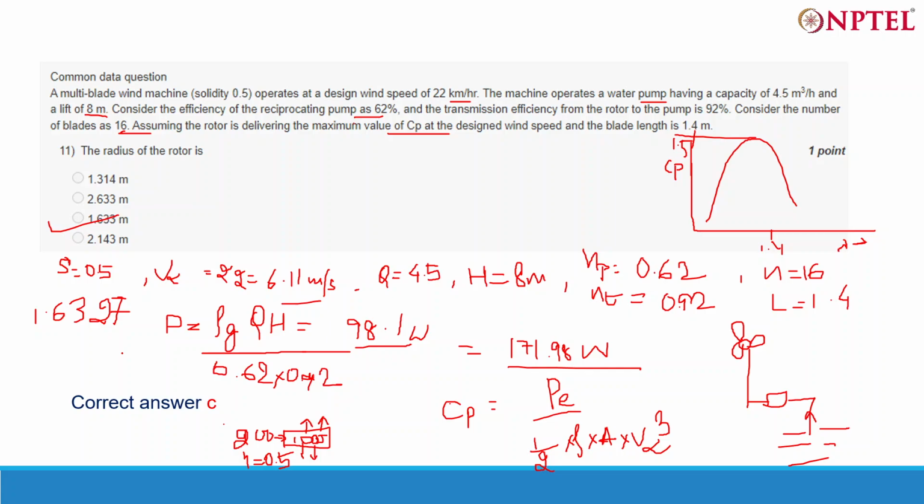You must have taken 1.4, but you have to take the maximum CP value. For this curve, the maximum CP value is 1.5. Based on that, you get the answer. Any other question?